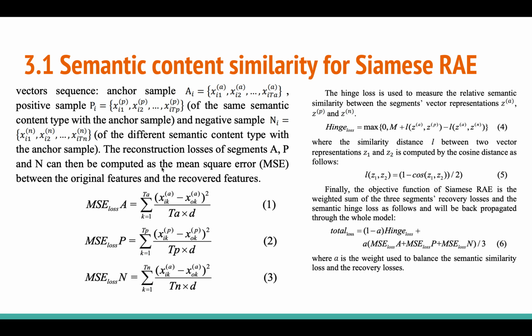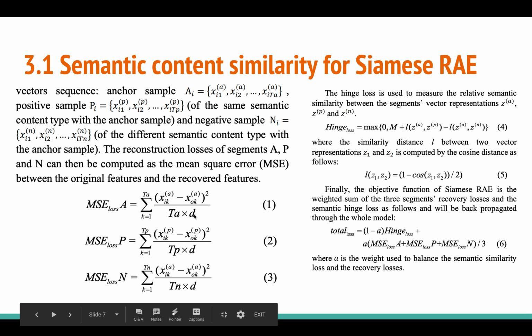So basically we are interested in mean square error, because the autoencoder is trying to reconstruct what is being given as input. If I feed this anchor sample as an input, then the mean square loss of A, the anchor sample, is this. If I feed this P as an input, which is the positive sample, I get this mean square error as the loss here. And if I feed the negative sample, then we get this mean square error here.